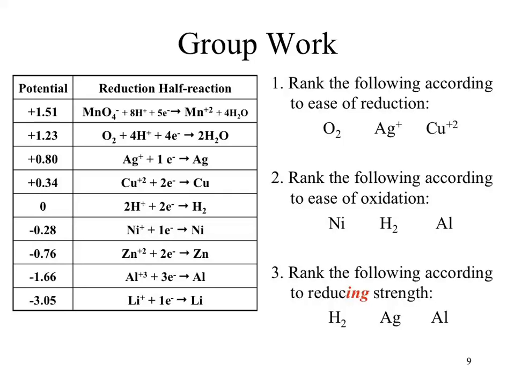Last one, just to be tricky, rank the following according to reducing strength. What are we looking at there? What happened to the species? It was oxidized. How do we know it was oxidized? Because it's causing something else to be reduced, which means it needs to be oxidized. So we would take a look at those species and rank them according to which one would be easiest to be oxidized. That would be our correct sequence. Okay? Check that, and hopefully those answers match up.